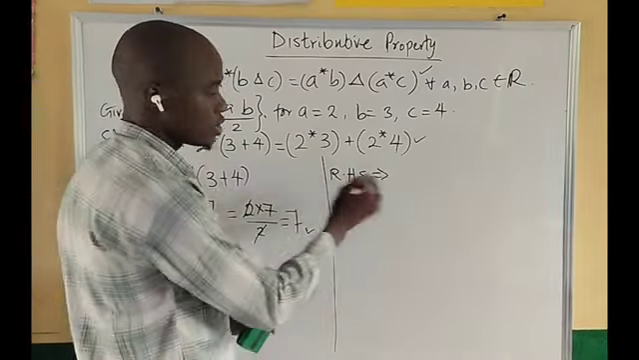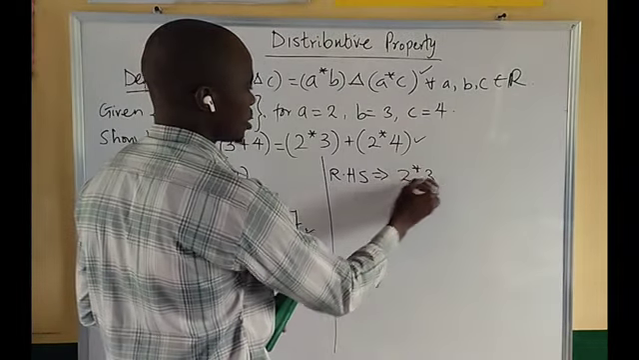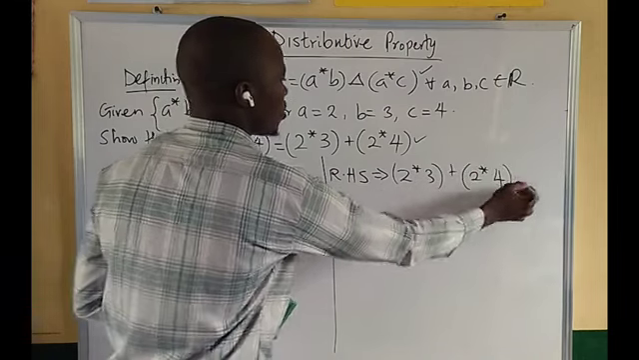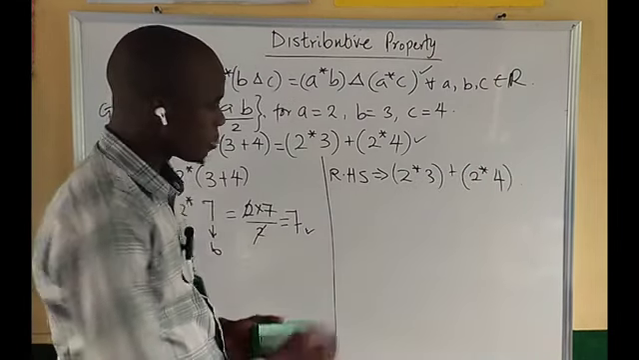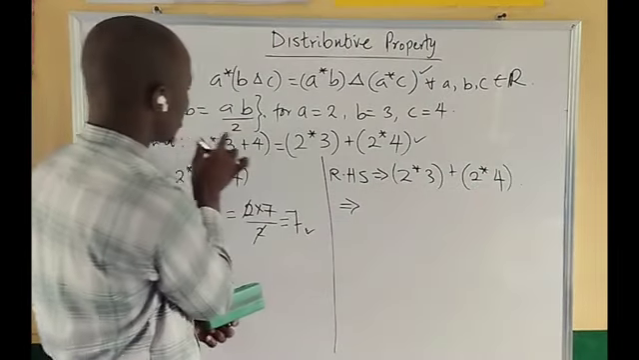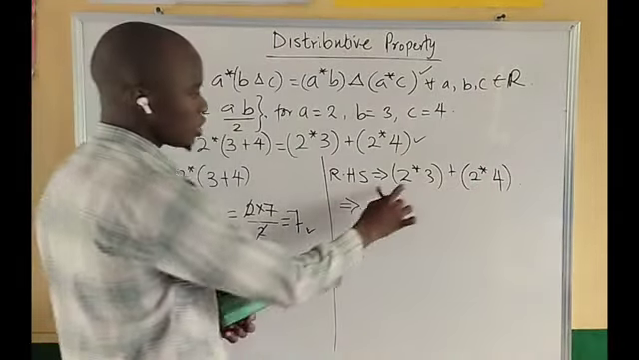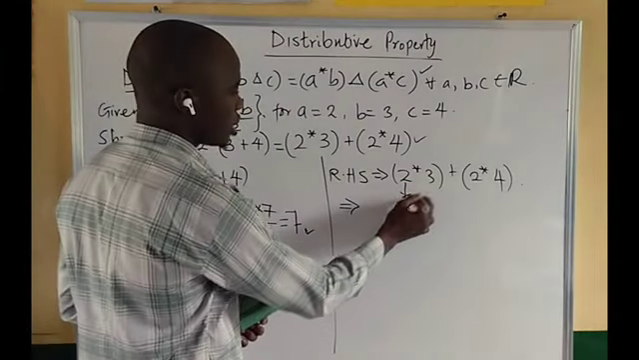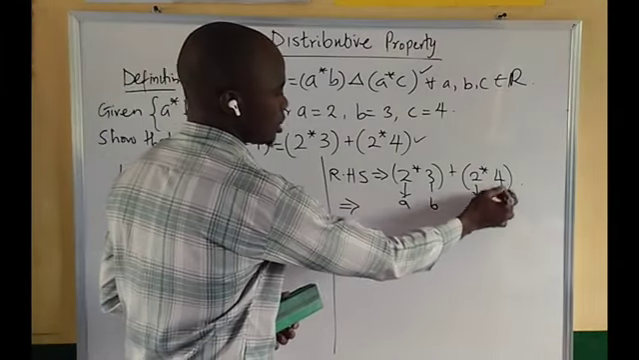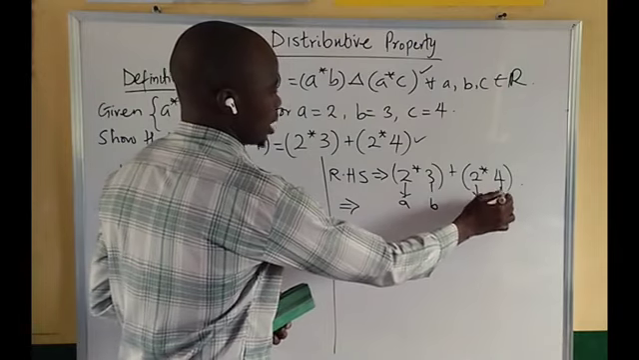And the right hand side is 2 * 3, then plus 2 * 4. So now from here, what are we going to do? We are going to compute these two using the definition here. So here 2 is A, and this one will be B. This one will be A for this, and this will be B.